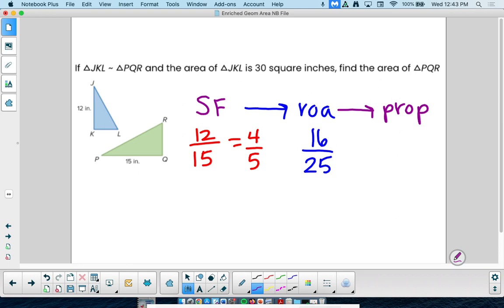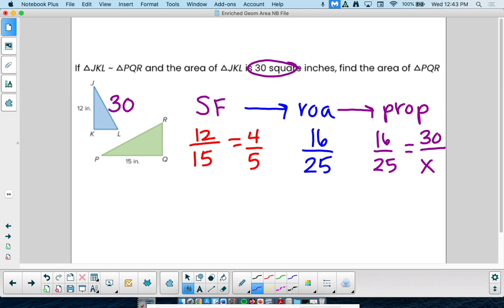So we're going to have 16 over 25 is equal to... we were told that this one has an area of 30. Is that your smaller or bigger triangle? So where is that going to go on your other side here? Top or bottom? Because it's with a smaller number. 30 over x. You guys remember how to solve a proportion?